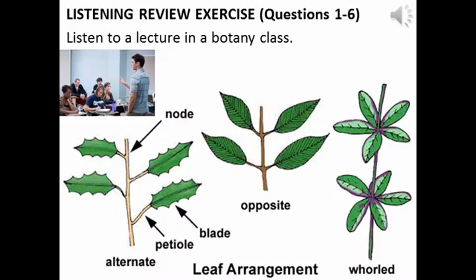In this type of arrangement, in the whorled arrangement, 3 or more leaves are attached to the stalk of the plant at the same node. In the diagram, you can see 3 leaves at the same node, but it's also possible for there to be more than 3 leaves at the same node, and the leaf arrangement would still be considered a whorled arrangement.